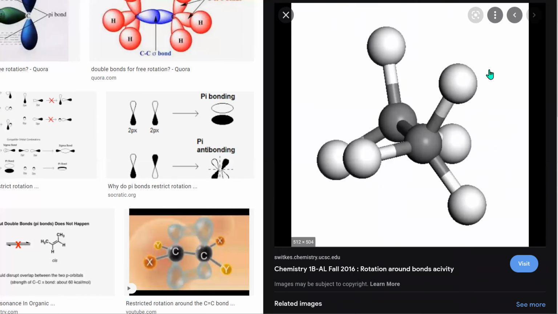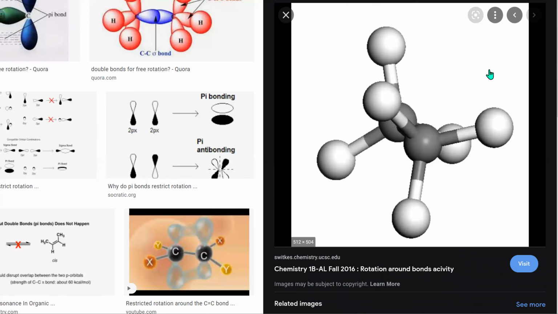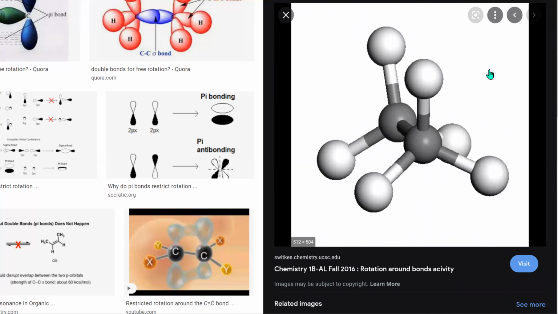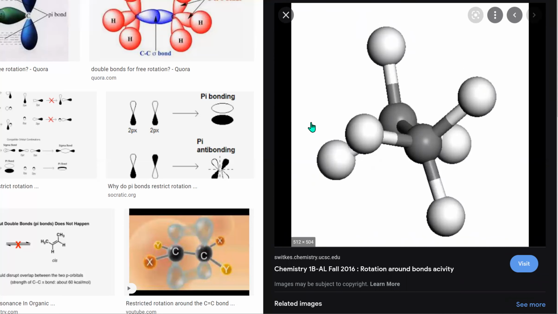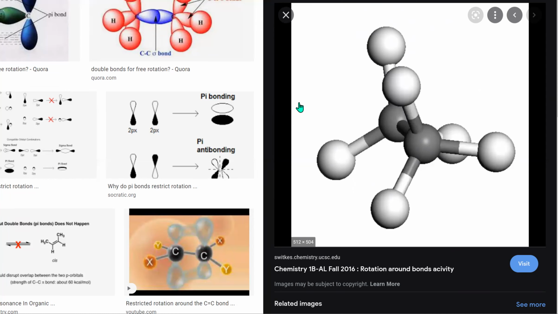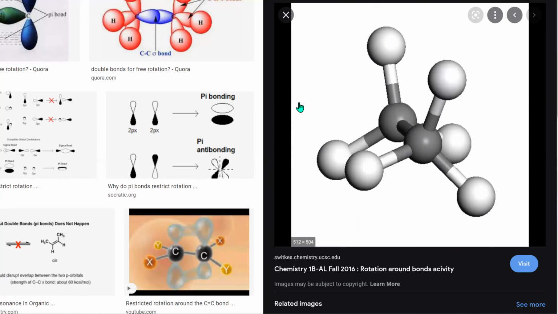Is this image clear? Yes, sir. ठीक है बाकियों, is this clear? Anna, is this clear? Alicia, clear है?